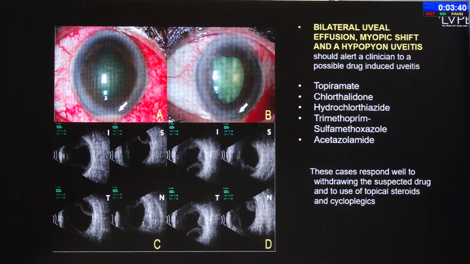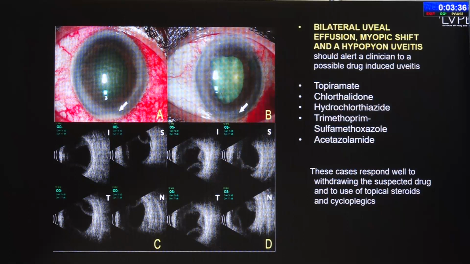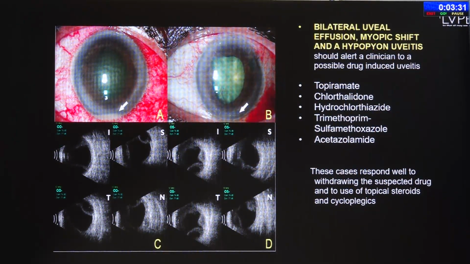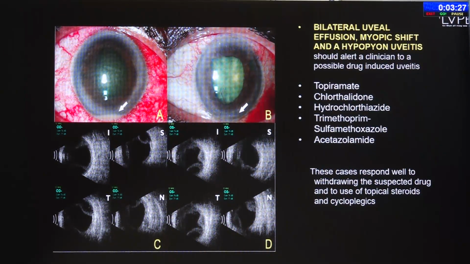Again, I'd like to show you some cases where a proper history would have saved us. So this is just an example of the case and a background to what I'm about to show you next. These are cases which we had published where our patients came to us with a history of AC inflammation and choroidal detachments and hypopyon. And what we found was that this was a patient who was using topiramate.